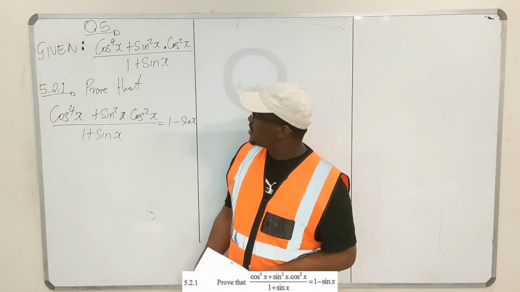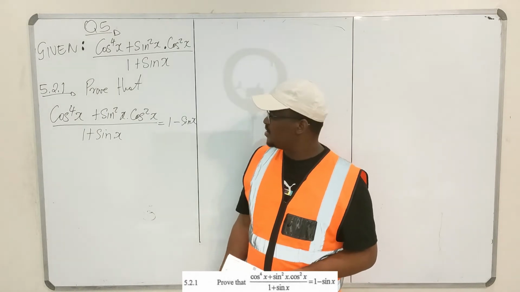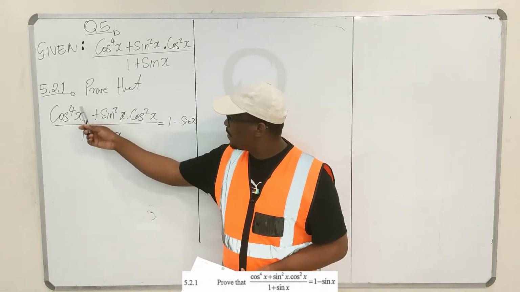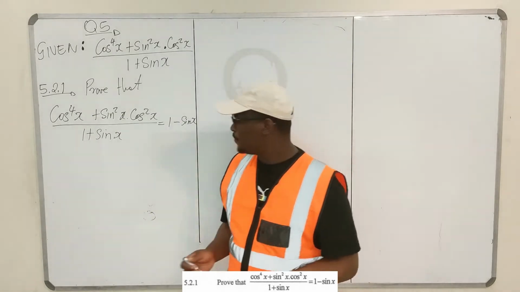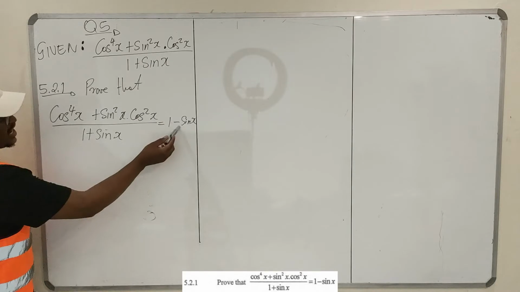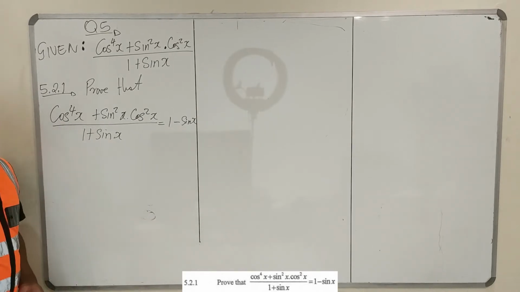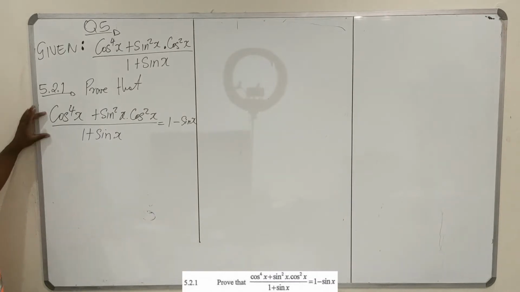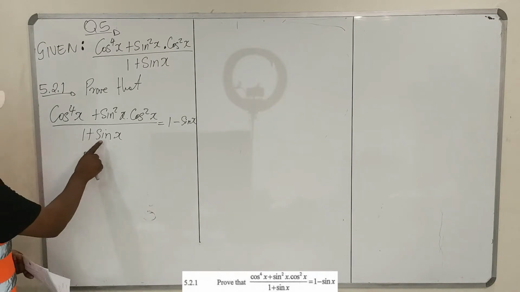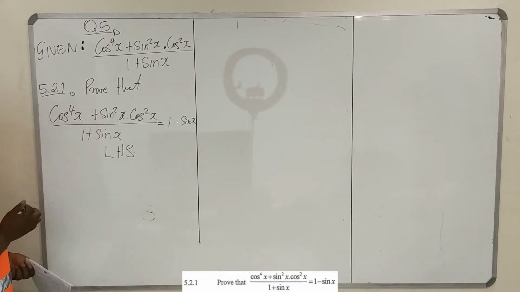They want you to prove that this expression is equal to 1 minus sine x. So they want you to prove that the left hand side and the right hand side are equal. But on the right hand side, there's nothing much you can do, because it has been simplified already. At least on the left hand side, there are some things you can try. So we will choose to take the left hand side. And then, what do we do?